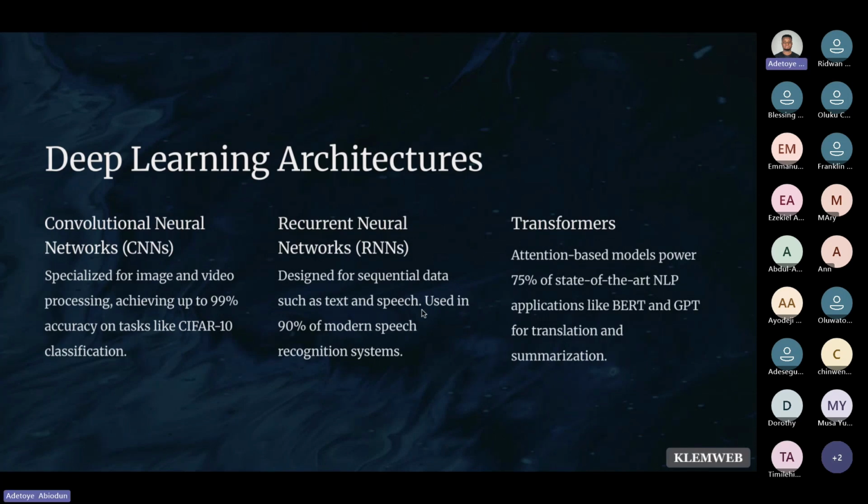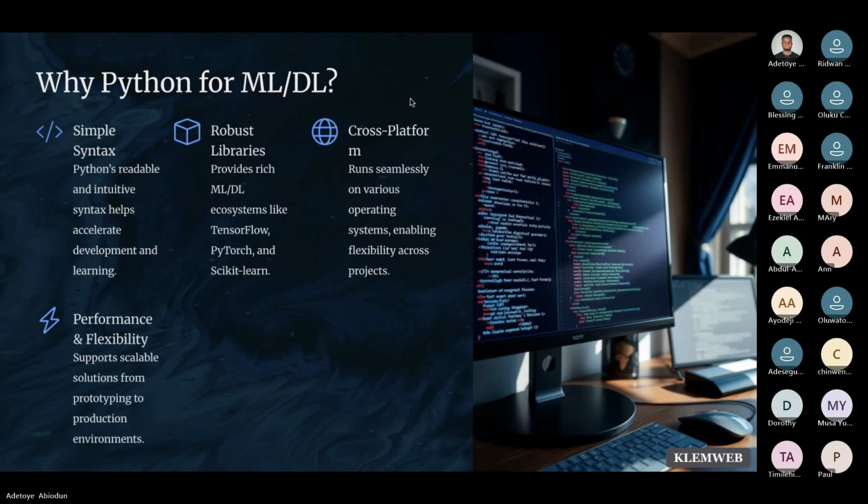Do we need that for this project? If we need that, we will know. Then we have transformers, attention-based models powering 75% of state-of-the-art NLP applications like GPT and BERT, for translation and summarization. Do we need this kind of model? If we need this, we will know we need it.